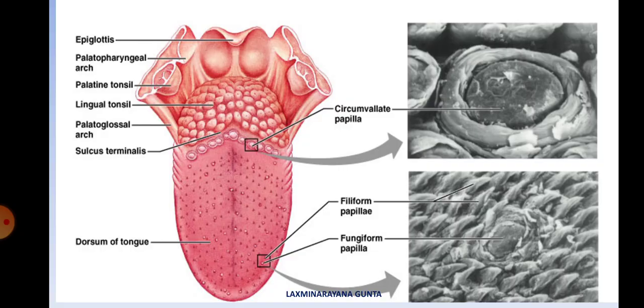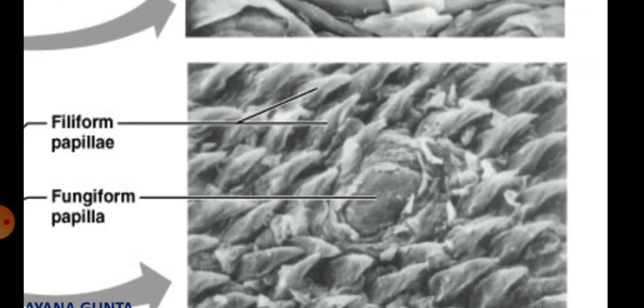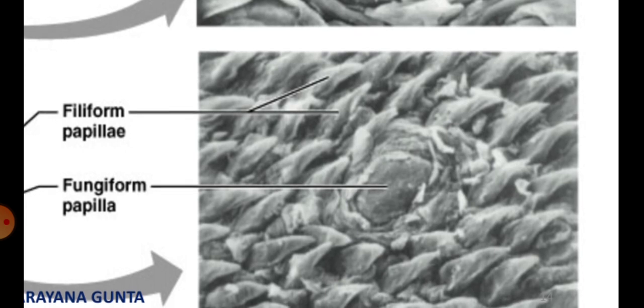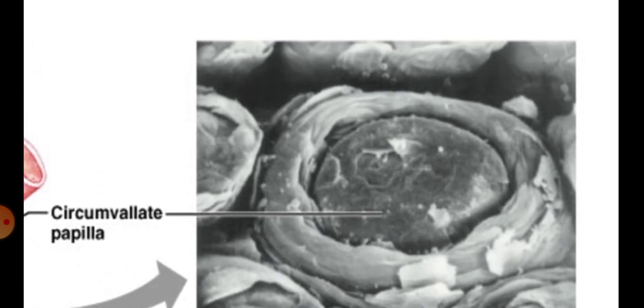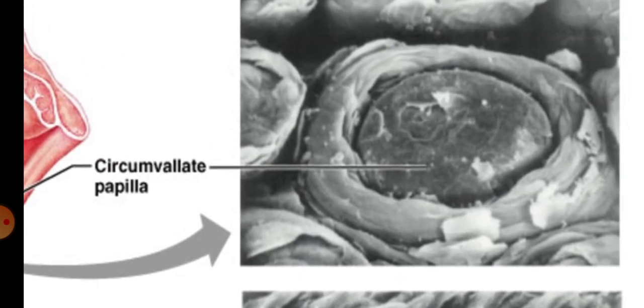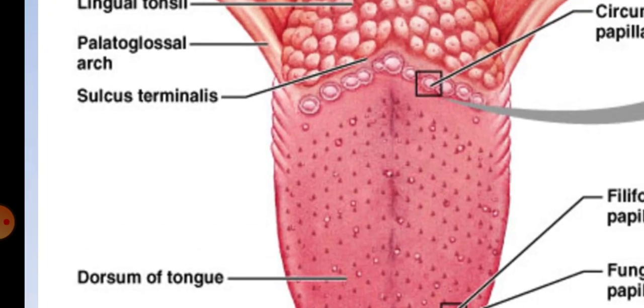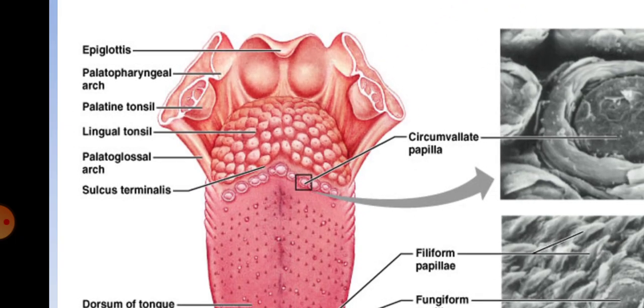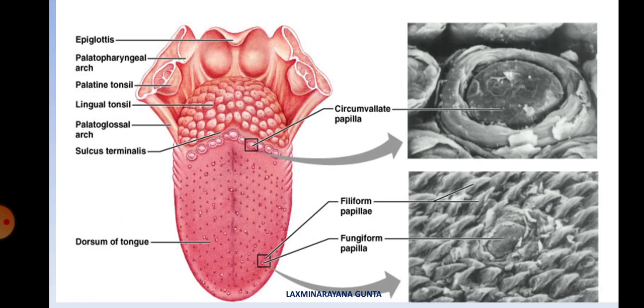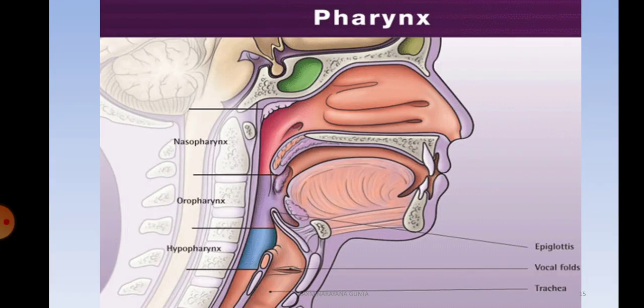The filiform papillae, the thread-like structures, won't bear any taste buds because they are thread-like. Fungiform papillae bear taste buds, and the vallate papillae, the biggest papillae, also bear taste buds. The tongue helps in taste detection, deglutination, mixing of saliva, and it is also useful in speaking.